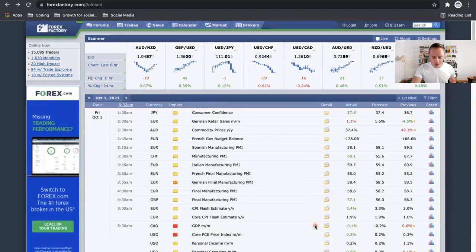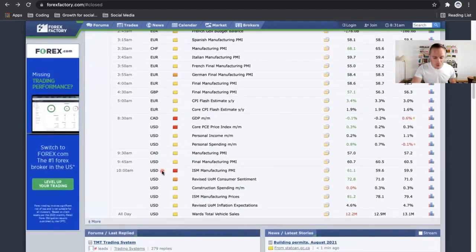So looking at this right here, let's go down here. We're going to use this 10 o'clock news event on Friday for the US dollar. It was high impact. It was the ISM manufacturing PMI. The forecast was going to be at 59.6. We ended up coming out at 61.1, meaning that the news was better than the forecast. Therefore, it was actually beneficial for the currency pair.